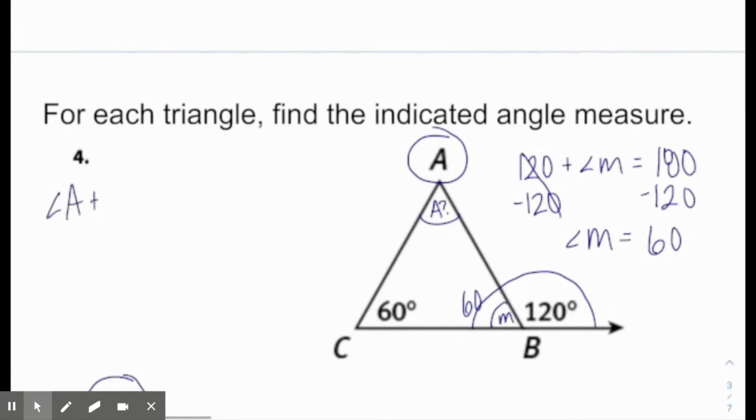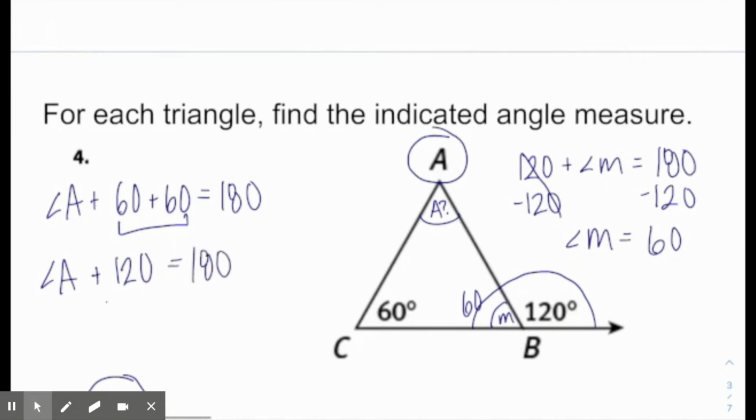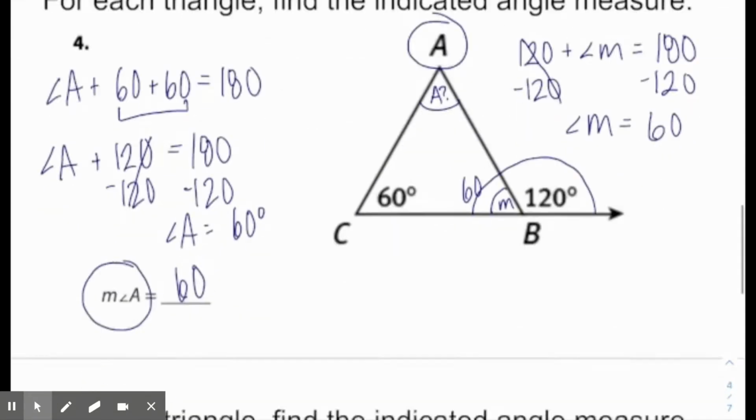Now I need to find angle A, and I know that a triangle has 180 degrees, so I have angle A plus 60, my base angle, equals 180. I have now angle A plus 120 equals 180, and if I subtract 120 from both sides, I get that angle A is 60 degrees.